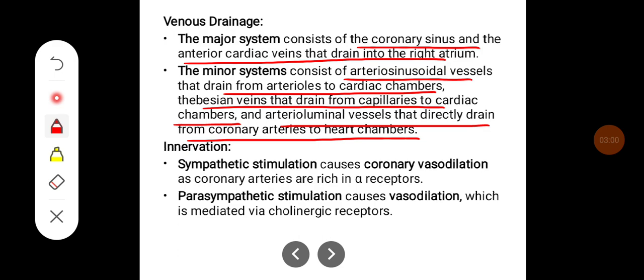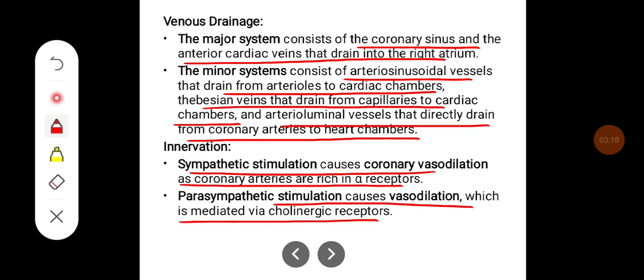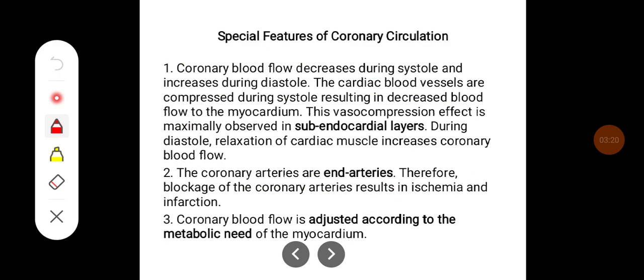The blood vessels are innervated by the sympathetic nerves, and sympathetic stimulation causes coronary vasodilatation as coronary arteries are rich in beta receptors. Parasympathetic stimulation causes vasodilatation, which is mediated via cholinergic receptors.